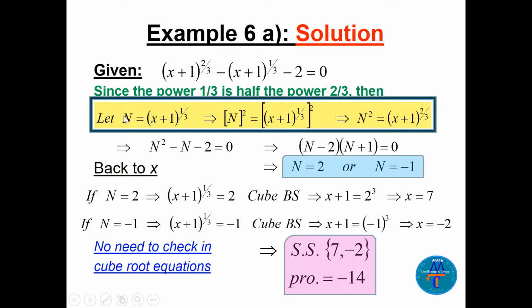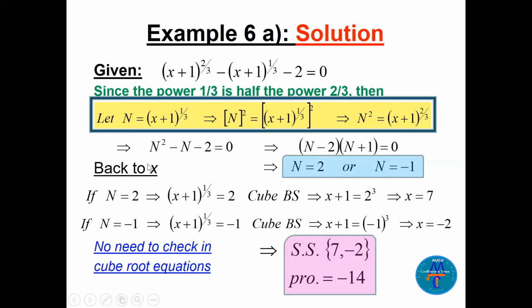So easy once you catch the idea. Let n be equal to (x plus 1) to the power 1 over 3. Square it now, both sides. You get n squared is this one here, (x plus 1) to the power 2 over 3. You can go slowly now. So simple. Look at the equation here, the simplest quadratic in n: n squared minus n minus 2. Factor it. n is equal to 2 or n is equal to minus 1.